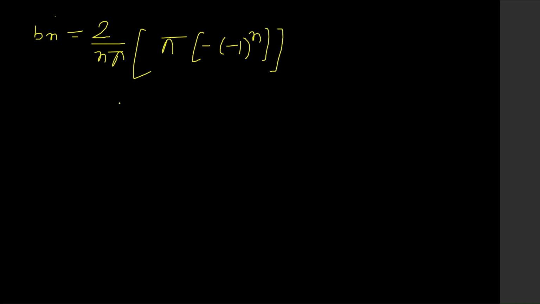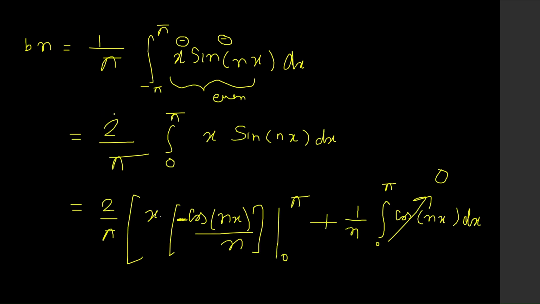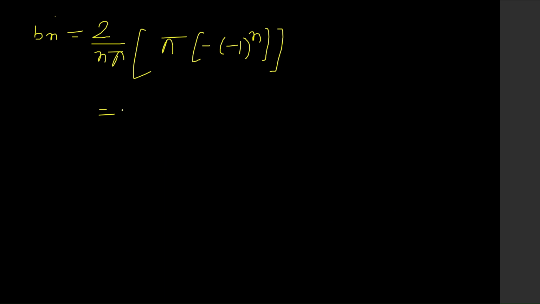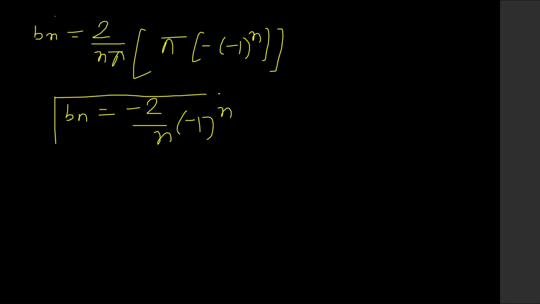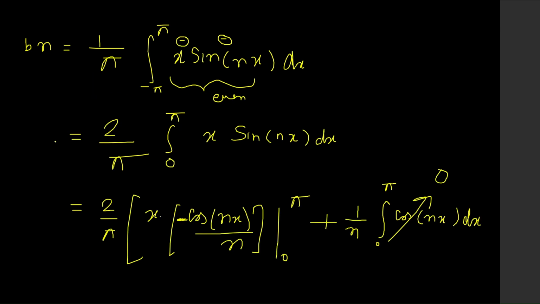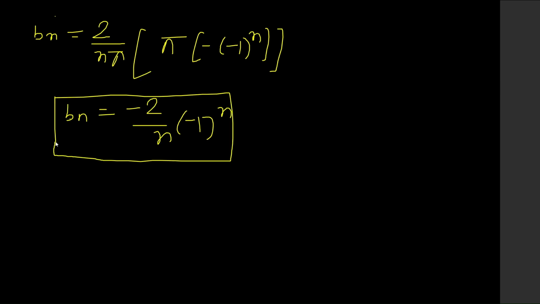So let's simplify it and move further. It will be minus 2 by n, minus 1 to the power n. So it will be bn, our only coefficient which is not 0. I hope everything is right and I have made no calculation mistake. Yeah, everything is, I think, right.